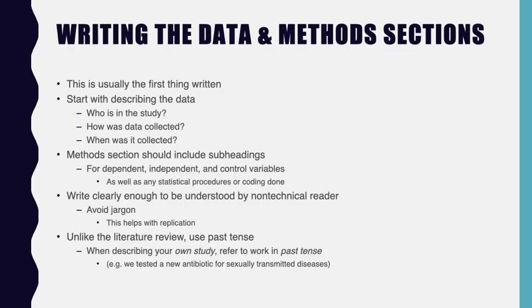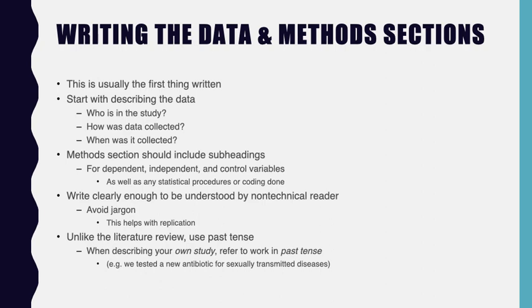Then you move into the data and methods section. Now, typically, this is the very first thing that is ever written. We start with describing the data. So who's in the study, how's the data collected, when was it collected, how are things measured, and so forth. The methods section should include subheadings. So you would have a subheading for the dependent variable, the independent variables, the control variables, as well as any ancillary or statistical procedures or coding that was done. You're going to write in a clear enough way that any non-technical reader can pick this up and actually understand what you said.